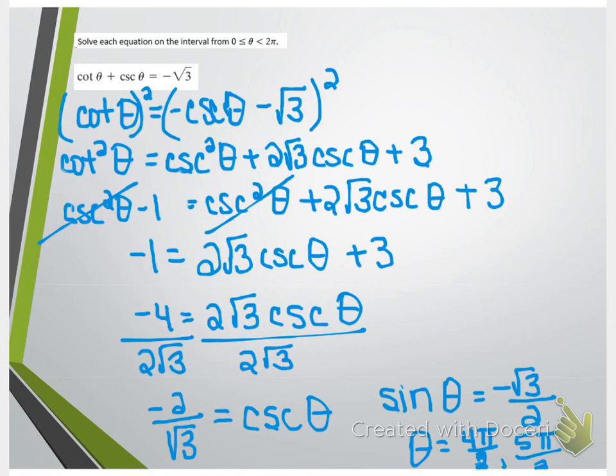And then you do the same thing with the 5 pi over 3. Cotangent of 5 pi over 3 plus cosecant of 5 pi over 3, is that equal to negative square root of 3? What you're going to find is that the 4 pi over 3 doesn't work. Your only answer for this problem is 5 pi over 3. So you do have to check your answers whenever you square both sides. Okay, I'm going to stop there because this is about an hour long. I hope this is helpful.